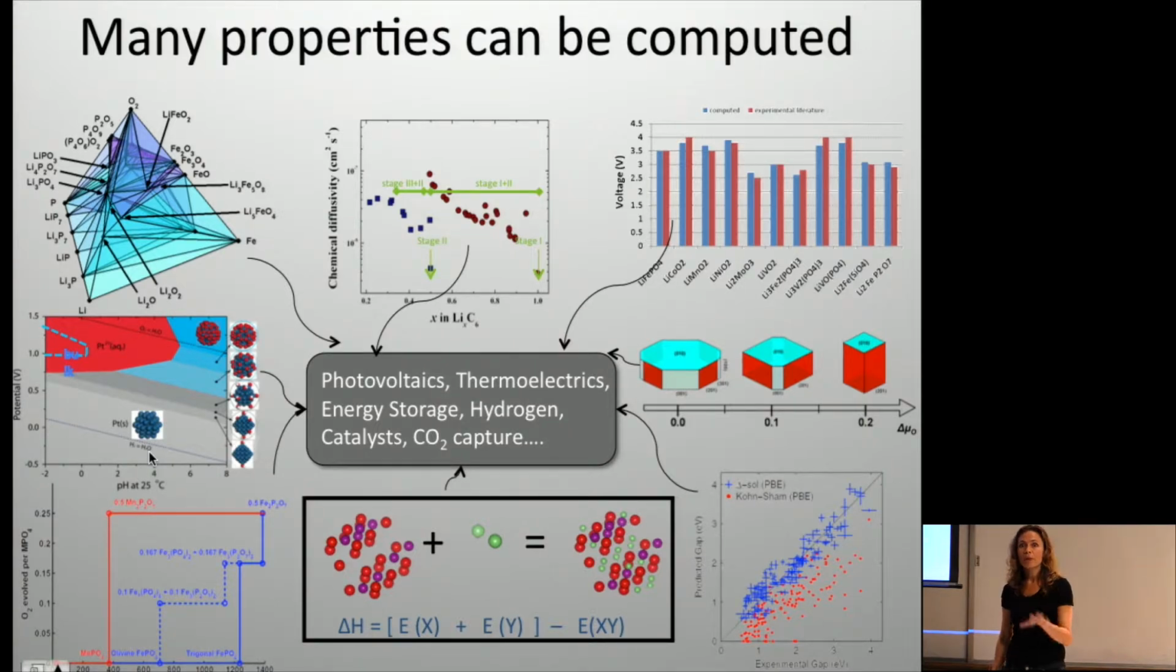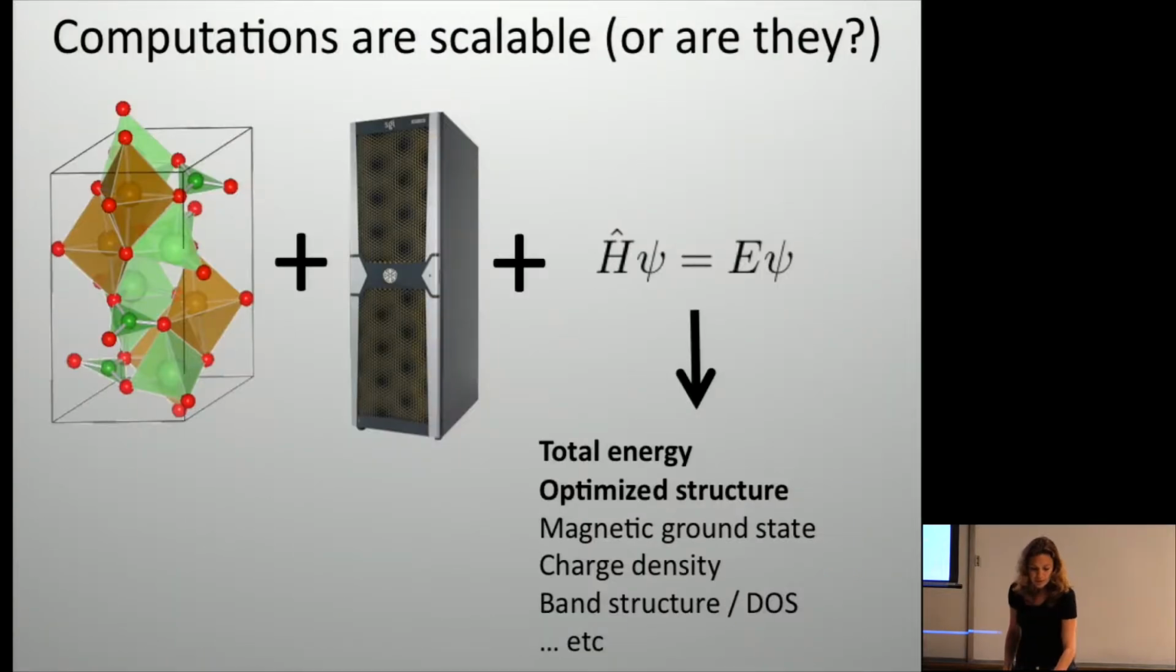So this is a far way from just 15 years ago. We've gone from single elements to very complicated properties that can be used for things like photovoltaics, thermoelectrics, and energy storage. So the good news is that there's a lot of computation power out there.